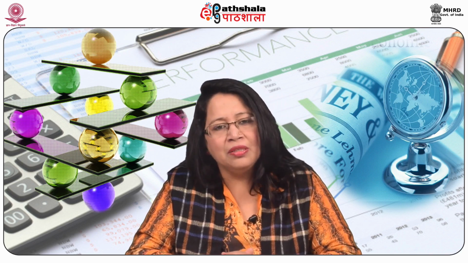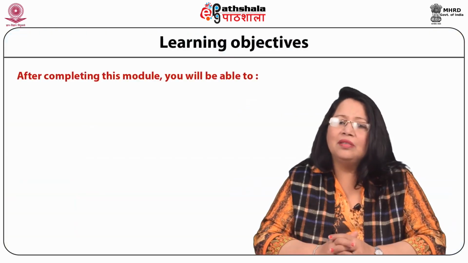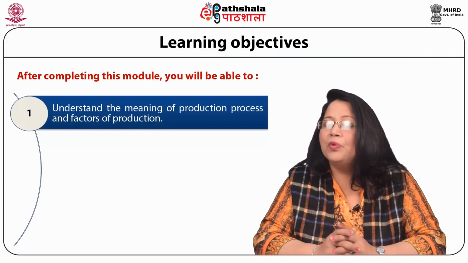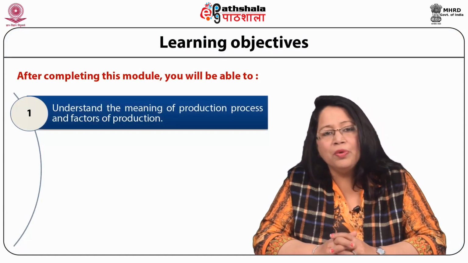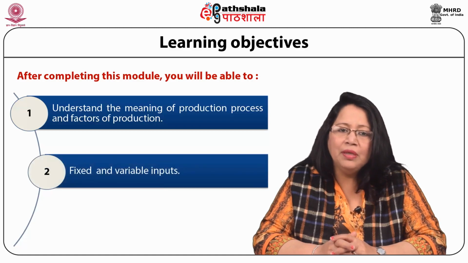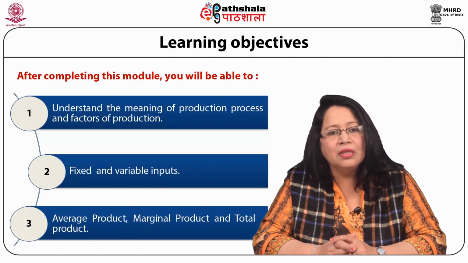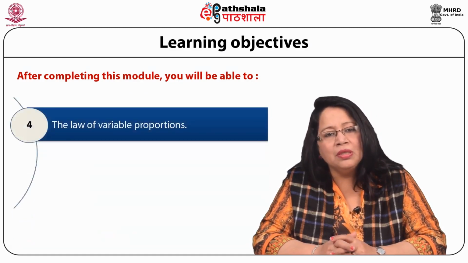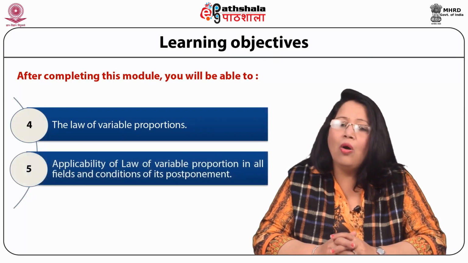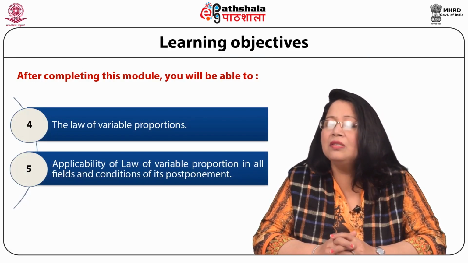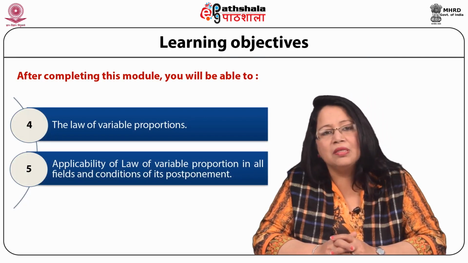Today we are going to talk on module Theory of Production under the paper Managerial Economics. After completing this module, you will be able to understand the meaning of production process and factor of production, fixed and variable inputs, average product, marginal product and total product, law of variable proportion, applicability of law of variable proportion in all fields and conditions of its postponement.